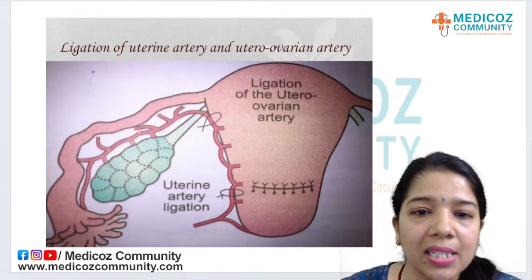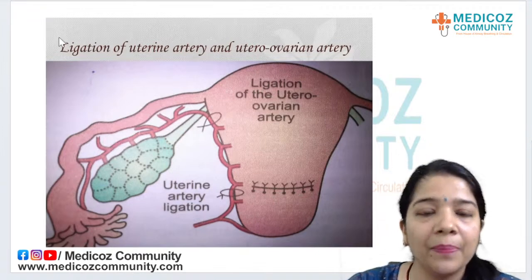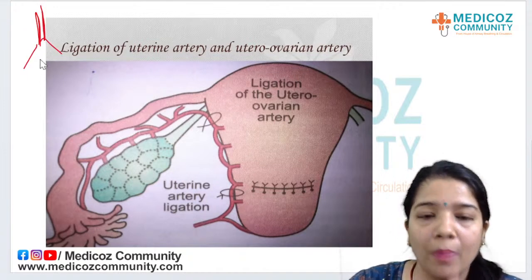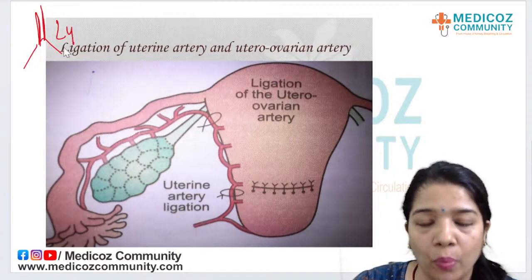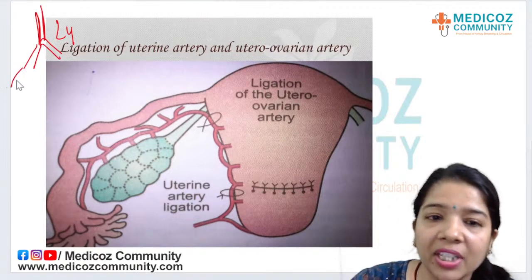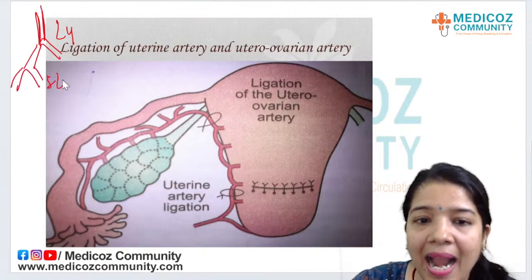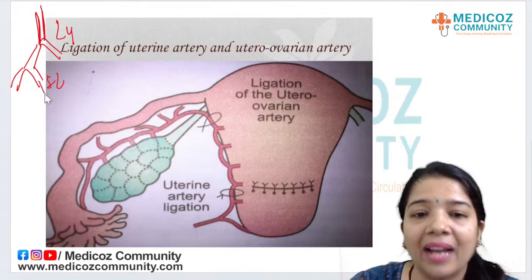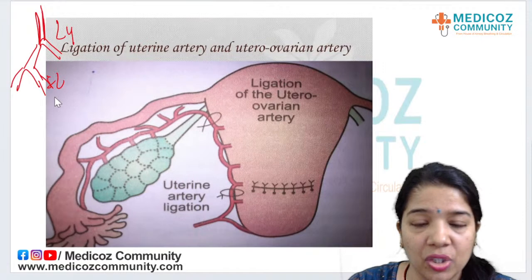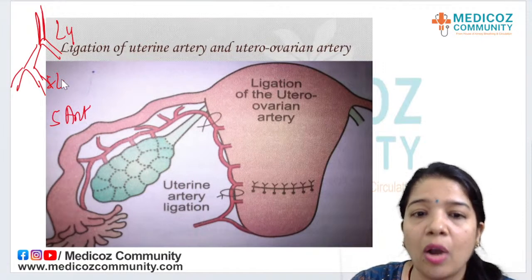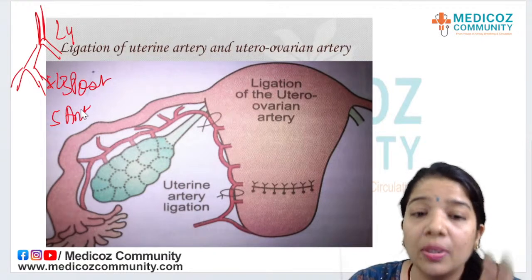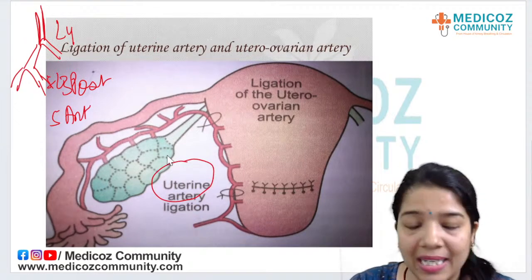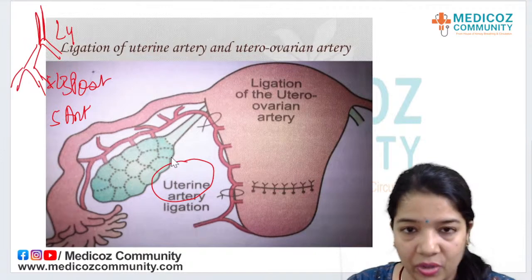For discussing this slide I'll have to revise a little of your anatomy. Look, the aorta, we know it will divide into two common iliac arteries at the level of L4. These two common iliac arteries further divide into internal iliac and external iliac. The internal iliac gives total 8 branches, 5 anterior branches and 3 posterior branches. The most important branch is uterine artery. Uterine artery is a branch of the anterior branch of the internal iliac artery.